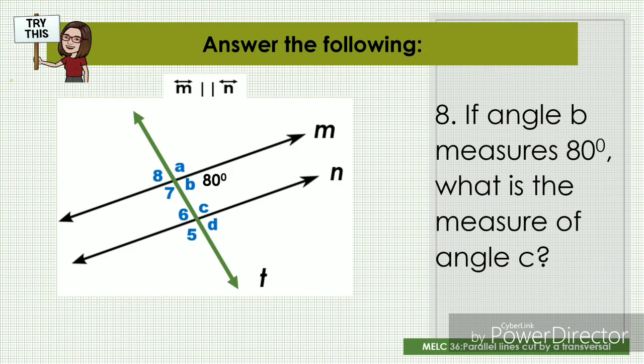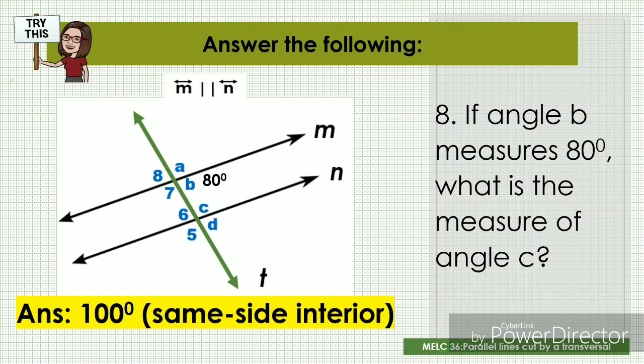Number 8. If angle B measures 80 degrees, ito naman si angle B. Dito naman tayo tumingin. 80 degrees ang measurements niya. What is the measure of angle C? So, anong relationship ba nila? They are same side interior. At ang same side interior angles are supplementary. So, therefore, kung 80 ang B, ang C ay 100 degrees. Correct? Ang total kasi dapat nila ay 180.